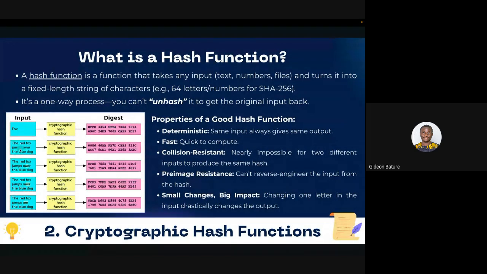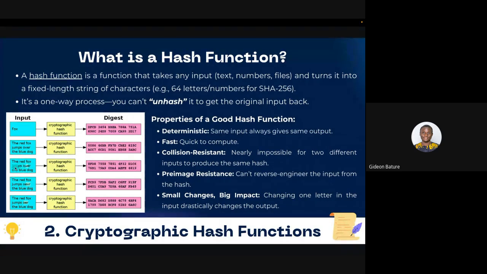Now, let's go to the next one. If we pass in "the red fox jumps over the blue dog", and then we pass it through a cryptographic hash function, you can see. Now, do you see the difference? Do you see how vast the difference is in the output between these two?